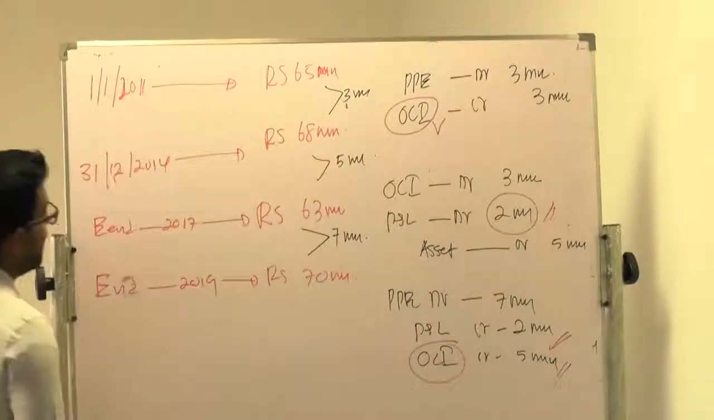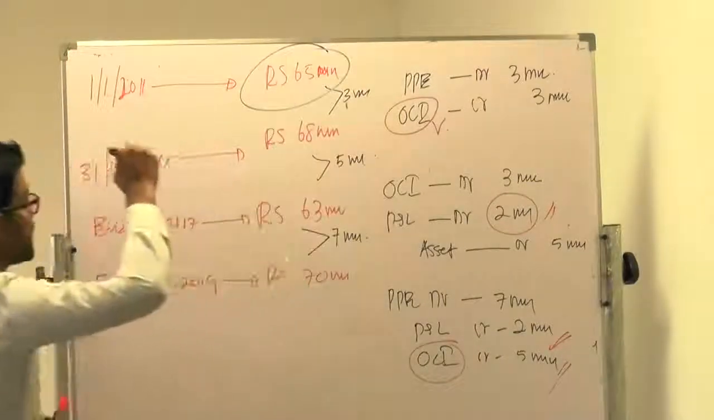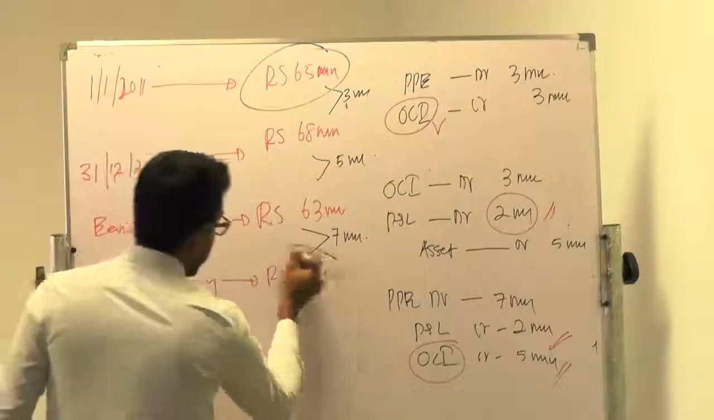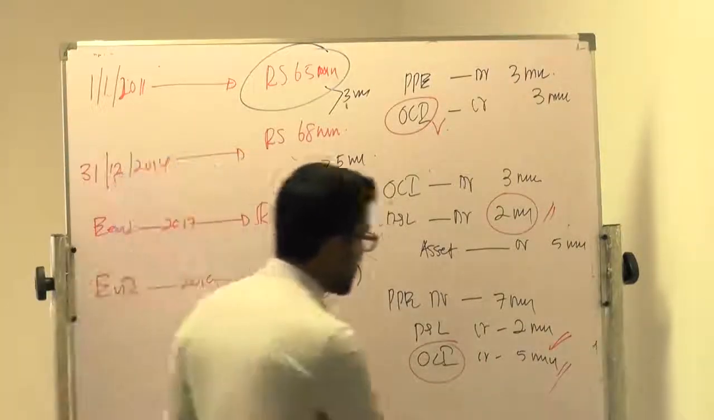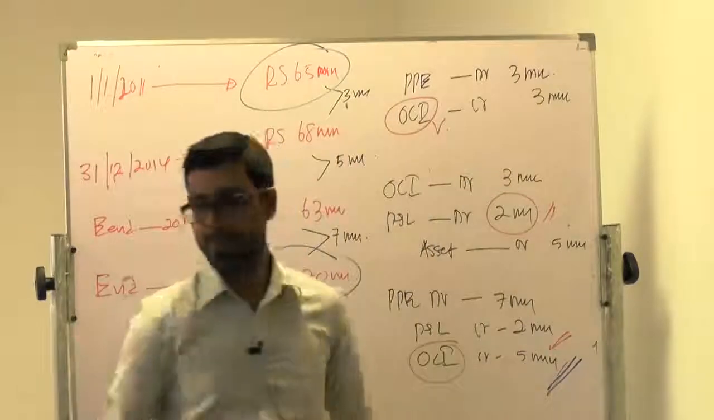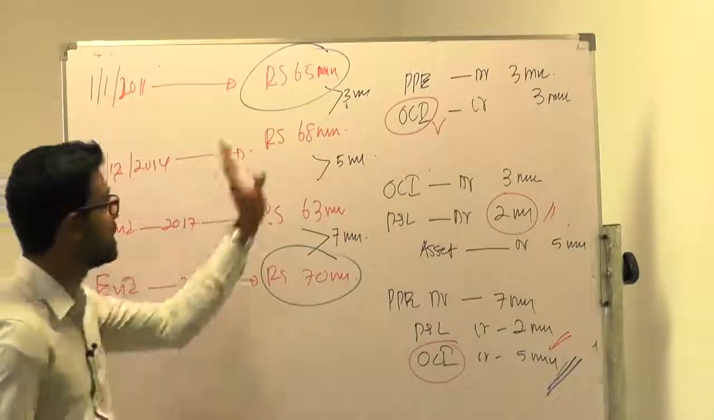Now look at the total scenario. Your initial value was 65 million and right now you have 70 million, which is a 5 million gain. That 5 million gain is reflected in this OCI. Altogether that is there, right? 5 million, right? Fine. So this is the example.